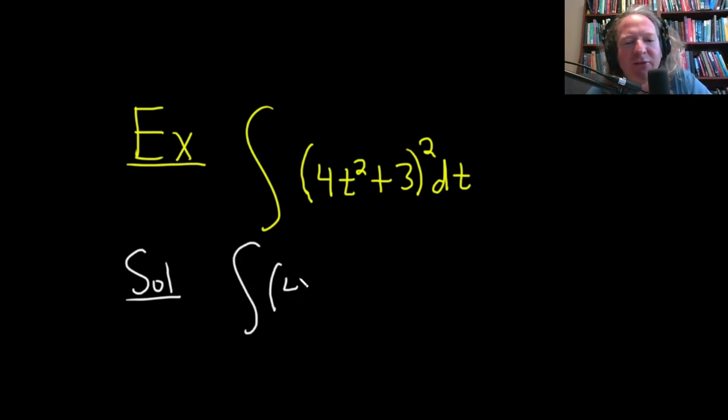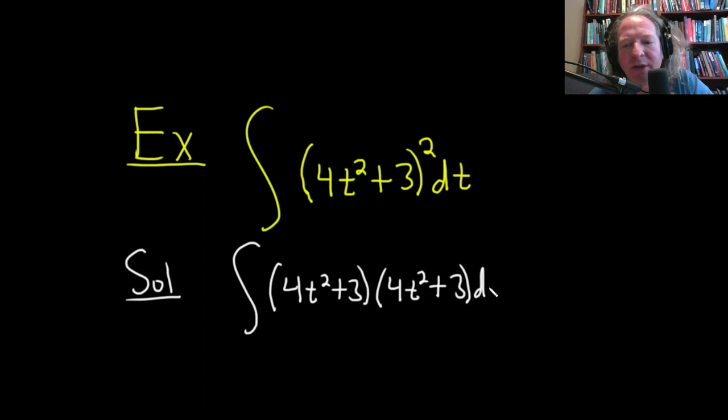So this is going to be 4t squared plus 3 times 4t squared plus 3. And then what we can do is just basically distribute and then apply the power rule. If you're curious about the shortcut, I was going to apply the formula (a plus b) squared, that's equal to a squared plus 2ab plus b squared.